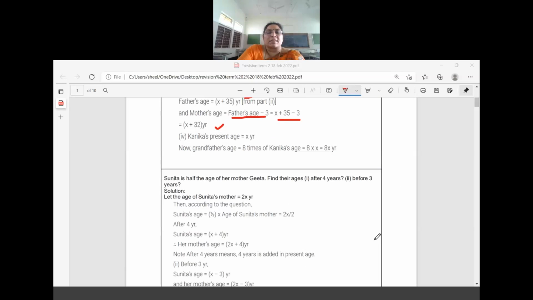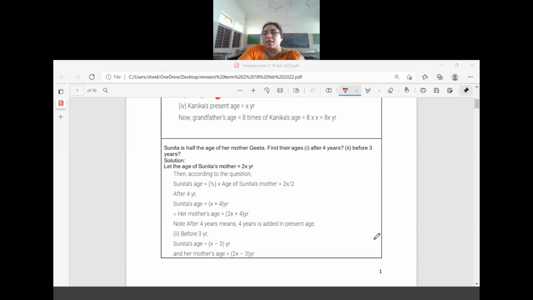So next question: Sunita is half the age of her mother Geeta. Here, find their ages after 4 years and before 3 years. So what is Sunita's age? Sunita is half the age of her mother Geeta. So we can take that, let the age of Sunita's mother be 2x.